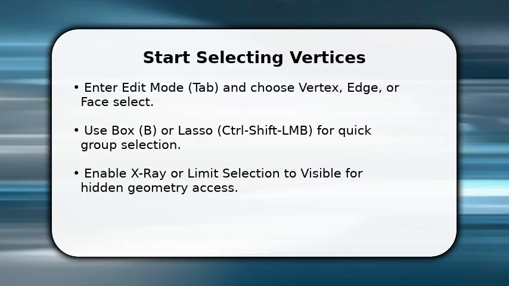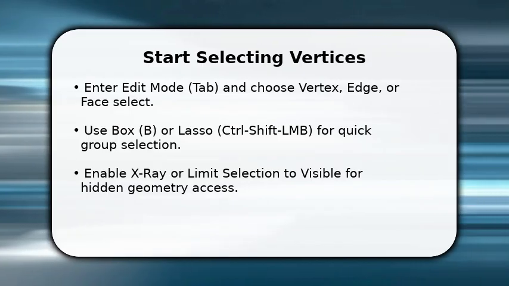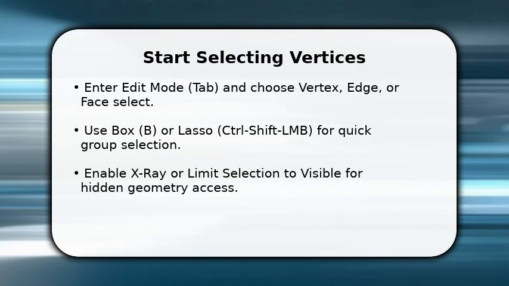You begin by entering edit mode and picking the selection type that matches your goal: vertices, edges, or faces. Once done, use box select (B) for rectangular groups or lasso for freeform strokes. These are the fastest ways to grab many elements.